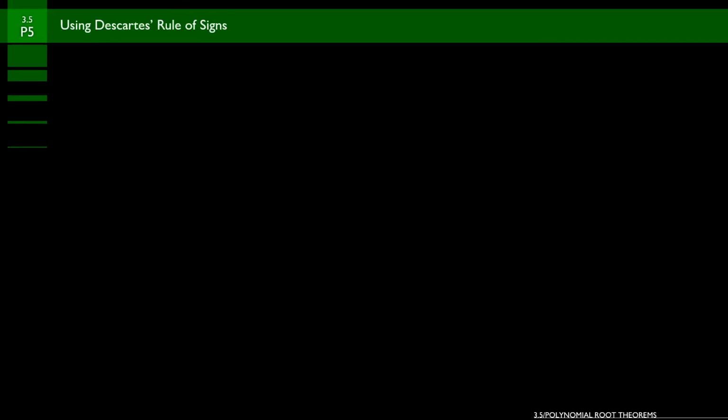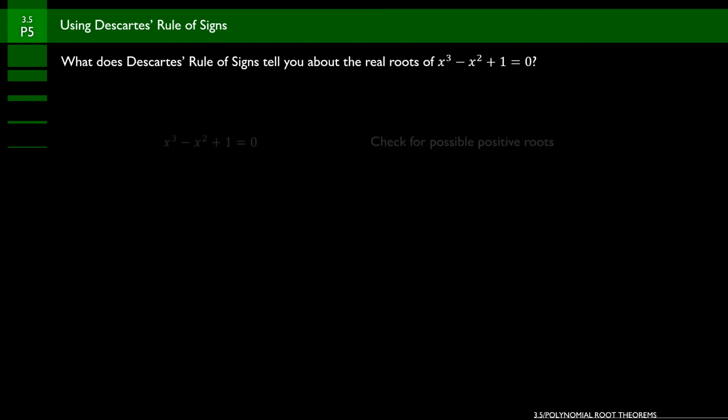Now we'll use Descartes' rule of signs to determine how many possible positive roots and how many possible negative roots there are for a polynomial equation. So we've got x cubed minus x squared plus 1 equals 0. Already, since it's x cubed, we know that there's going to be three roots. Now they could be positive, negative, irrational, or imaginary.